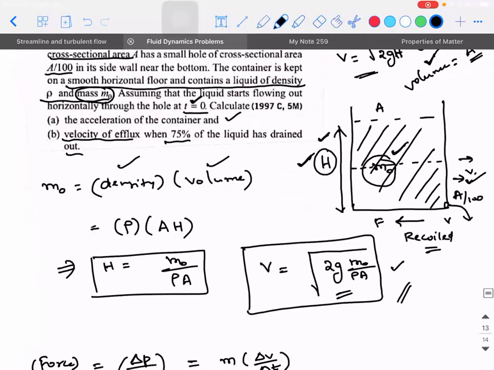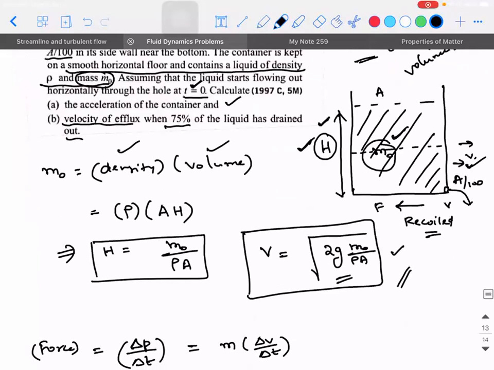So what is the only change you're going to do? That part is actually easy. They're asking what is going to be the speed of the efflux when 75% of the liquid has drained out.